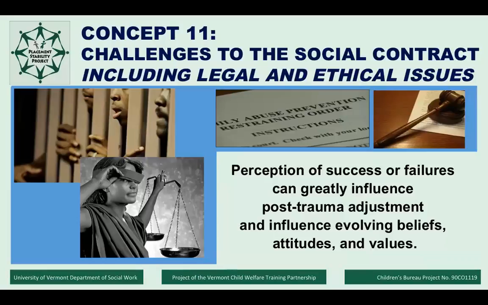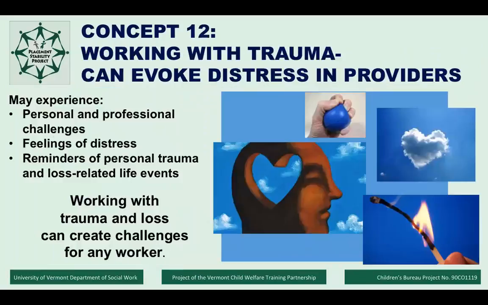After a child has experienced trauma, the child and family may begin dealing with issues involving justice, the legal system, and seeking protection from further harm. Even young children can be aware of whether or not justice was served in a manner that promotes their safety and well-being. A child's perception of whether an institutional response has succeeded or failed can greatly influence their post-trauma adjustment. This can also influence a child's evolving beliefs, attitudes, and values.